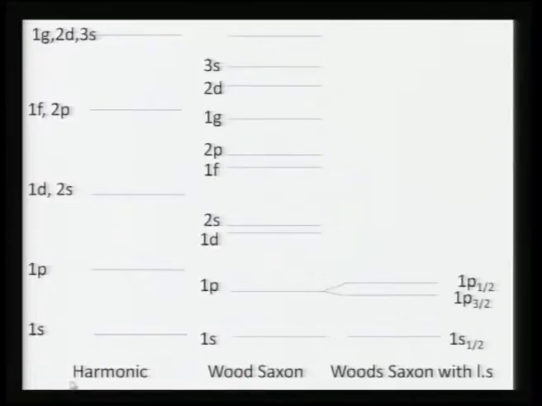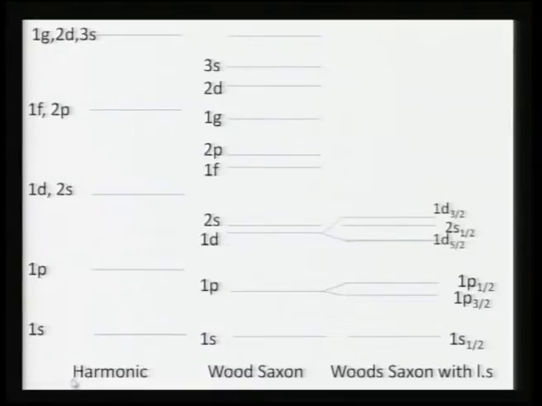and this 1p has split into two parts: j equal to 3 by 2, that we called p 3/2, has come down, and 1p 1/2 has gone up. So, this 1p is split, degeneracy lifted.